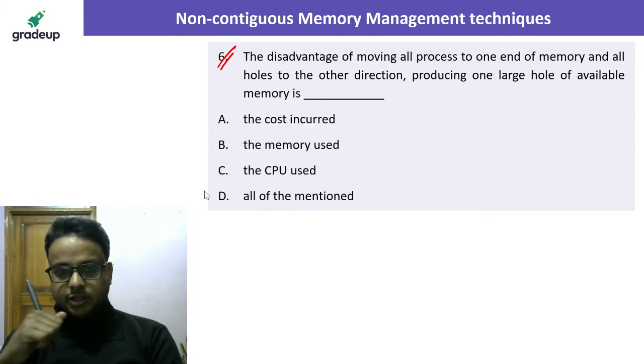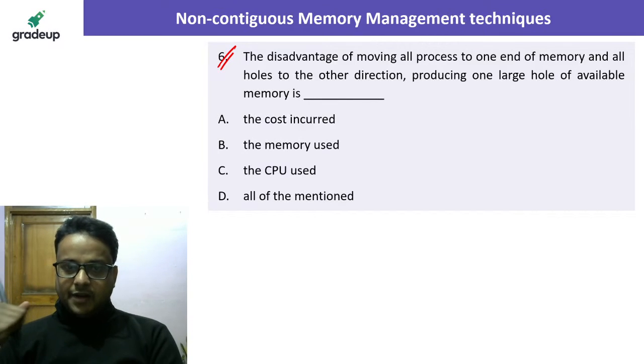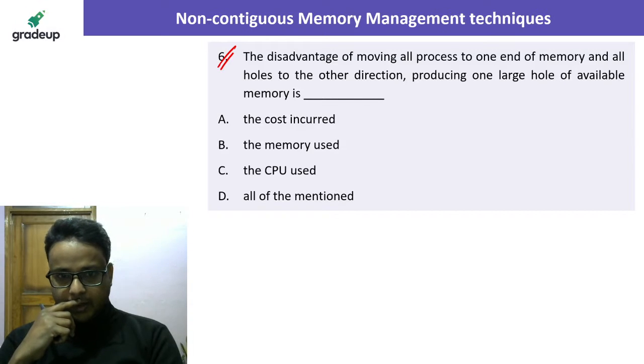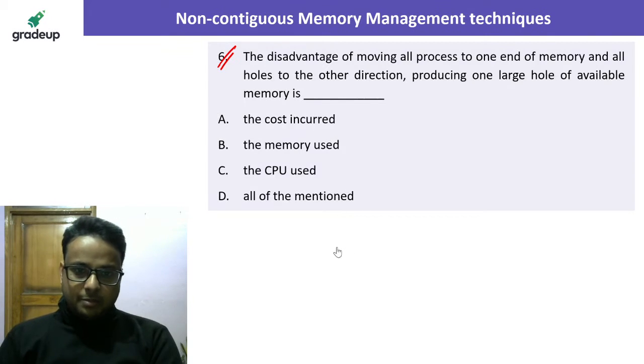So here the question is: what is the disadvantage of moving all the processes to one end of memory and all holes to the other direction, producing one large hole of available memory? The advantage is removing the external fragmentation. What will be the disadvantage of this? Option A, the cost incurred. Option B, the memory used. Option C, CPU used. Or all of the mentioned. So what should be the answer?